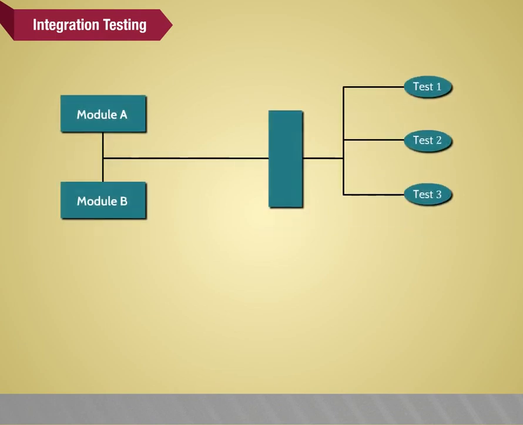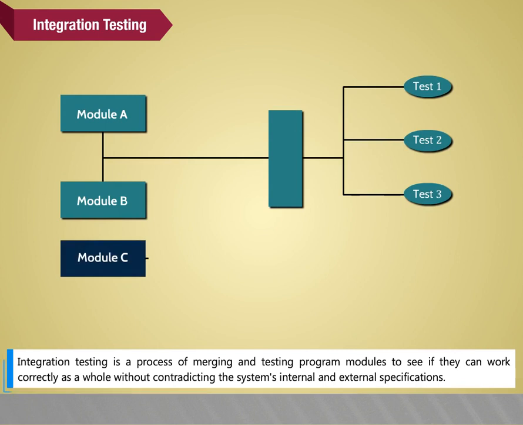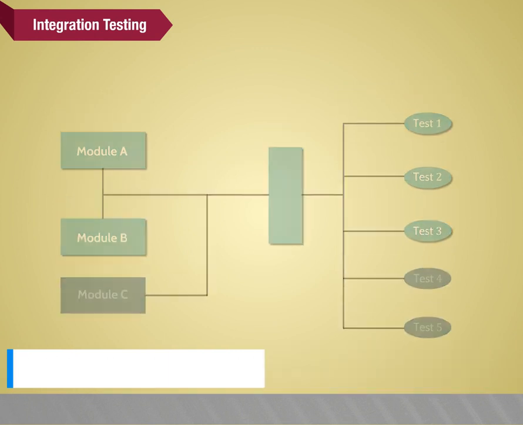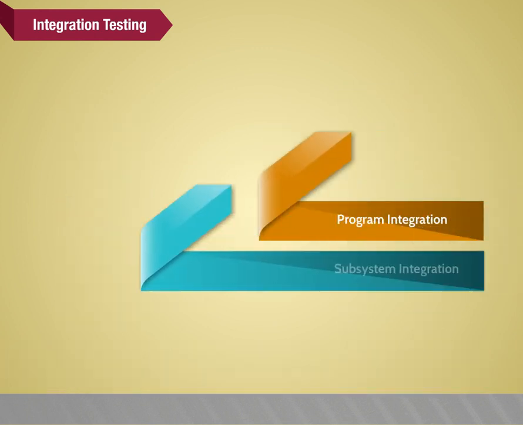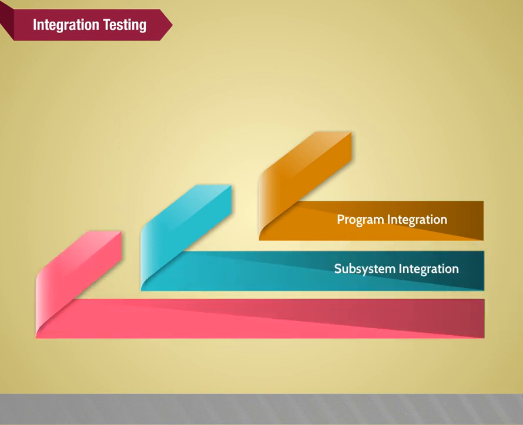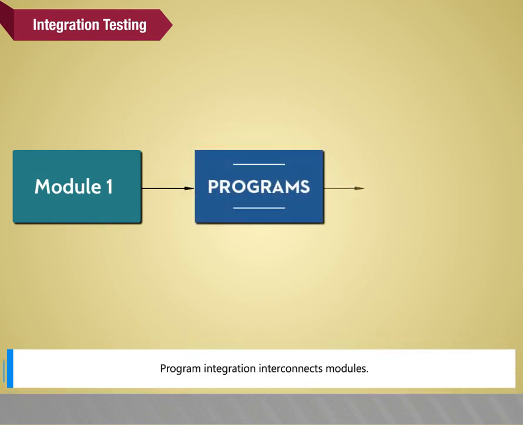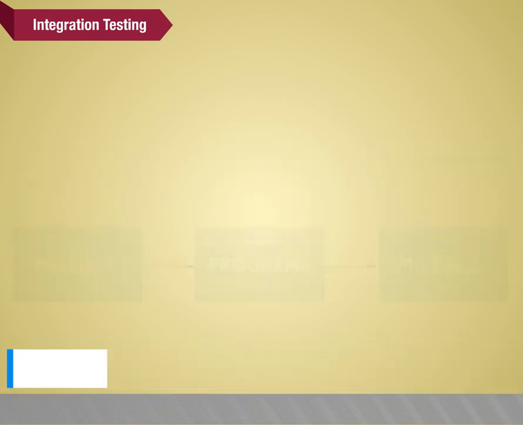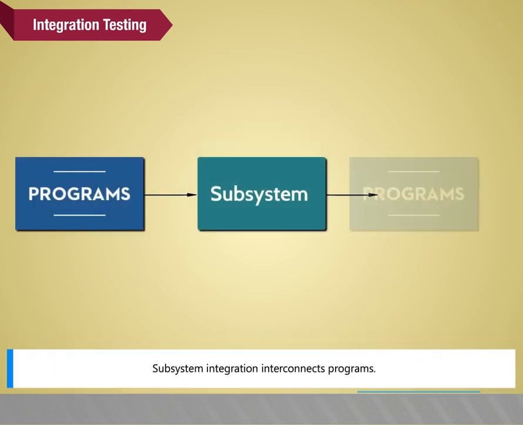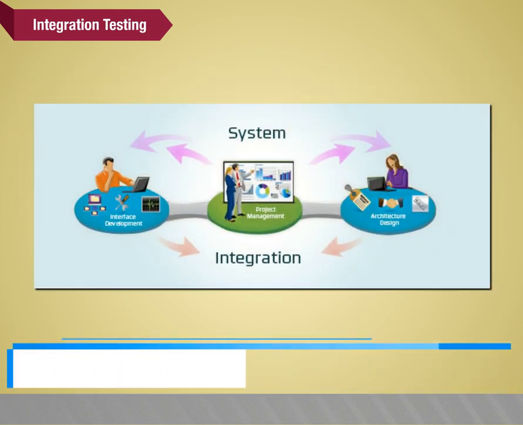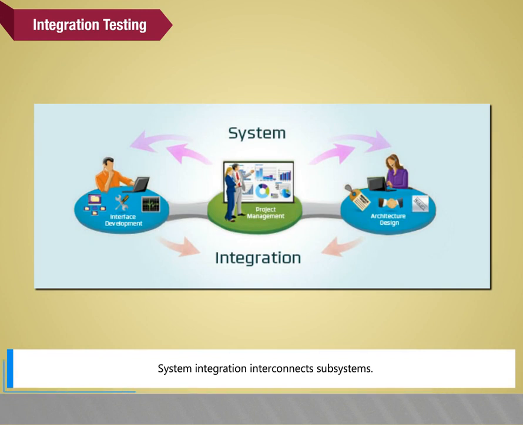Integration testing. Integration testing is a process of merging and testing program modules to see if they can work correctly as a whole without contradicting the system's internal and external specifications. Program integration, subsystem integration, system integration. Program integration interconnects modules. Subsystem integration interconnects programs. System integration interconnects subsystems.